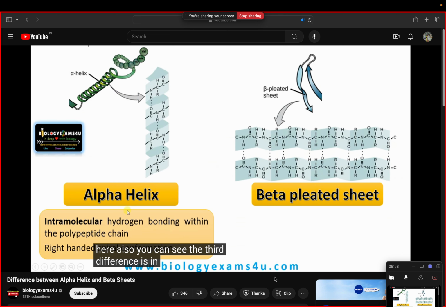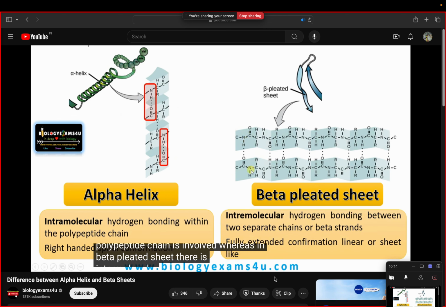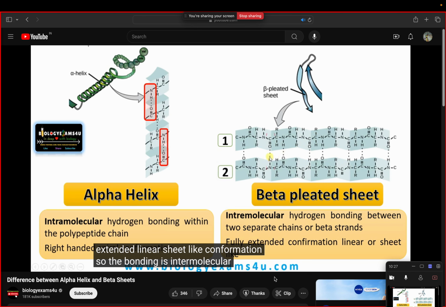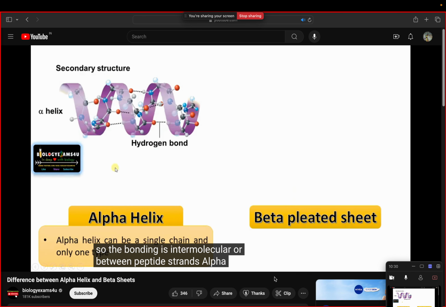The third difference is that in alpha helix there is intramolecular hydrogen bonding. The bonding is within the polypeptide chain. As you see, all the bonding is present within the polypeptide chain. A single polypeptide chain is involved. Whereas in beta pleated sheet, there is intermolecular hydrogen bonding. There are separate peptide strands or polypeptide chains that form a fully extended linear sheet-like conformation. So the bonding is intermolecular, or between peptide strands. Alpha helix can be a single chain like this, and is of only one type.